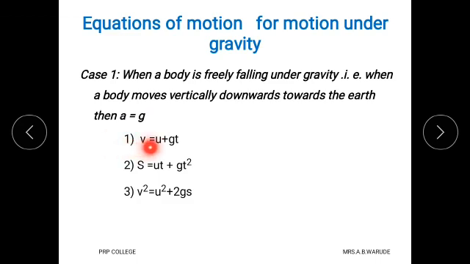First is v equals u plus gt. In this equation we placed g in place of a. Then second equation is s equals ut plus half gt square, and third is v square equals u square plus 2gs.